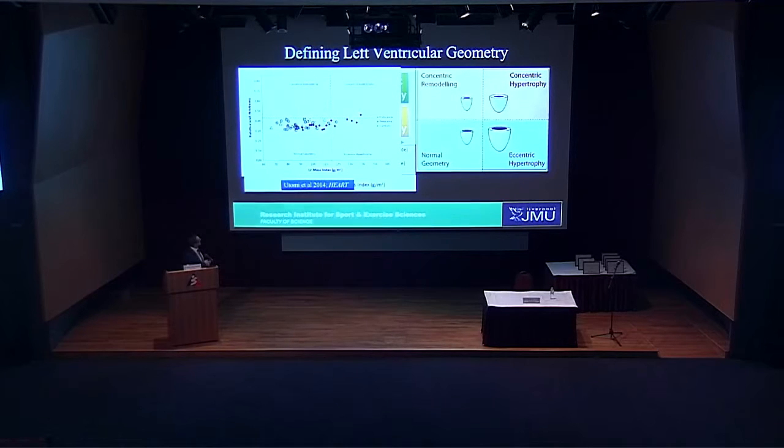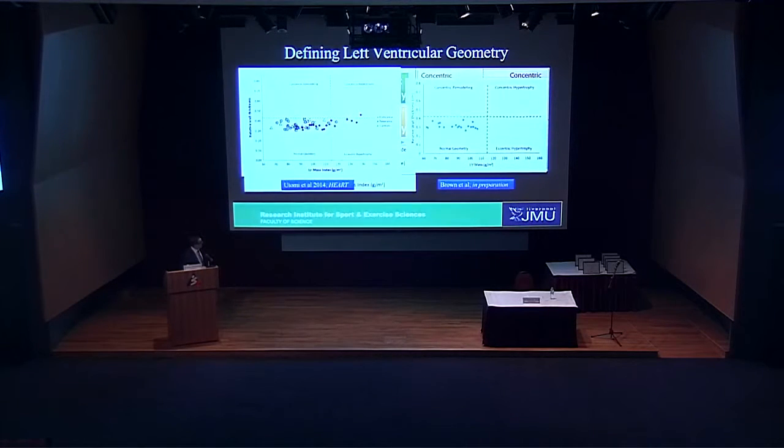And if you define it in the way that I just suggested from the American Society of Echo, many of these athletes have normal geometry. A few have eccentric hypertrophy, and one here has concentric hypertrophy.